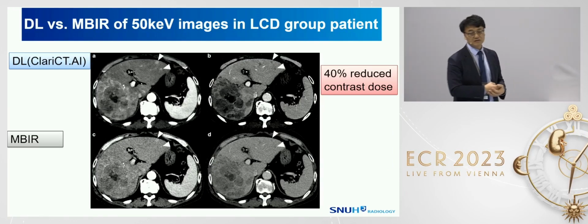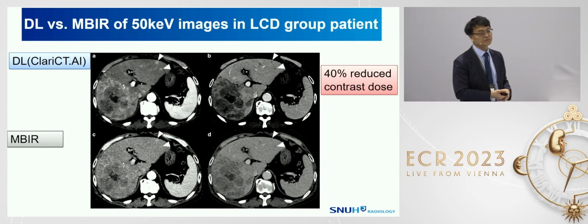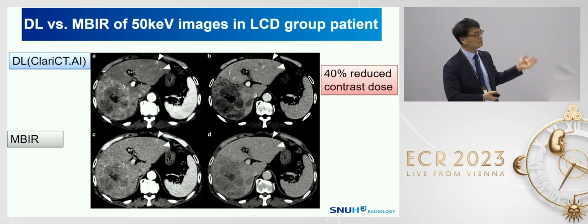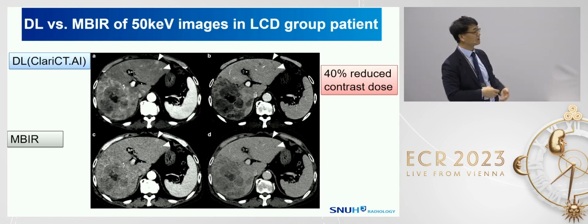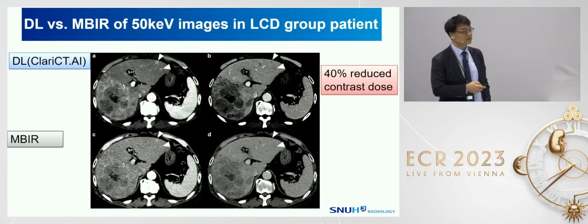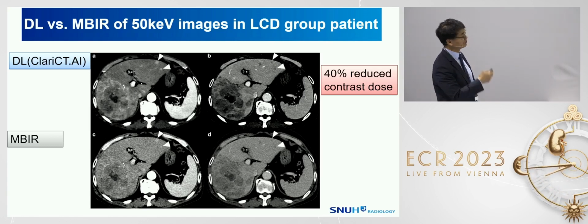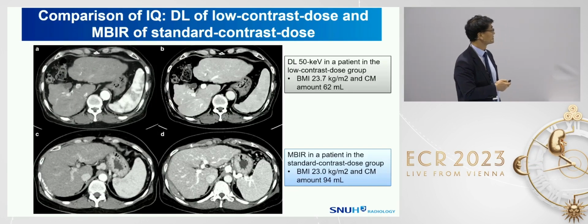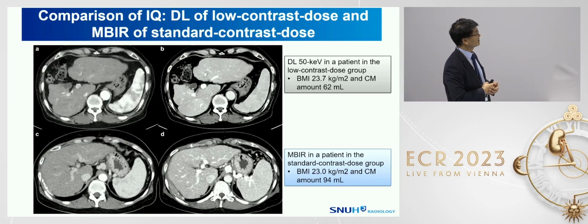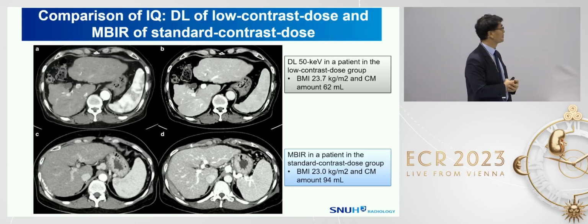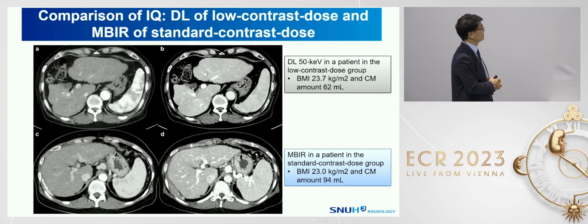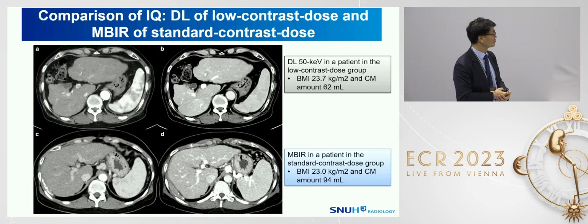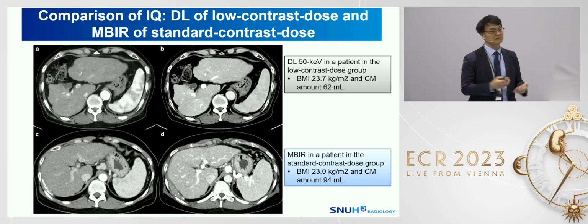And here you can see the images of the low contrast dose group, and compared to MBIR images, ClariCT.AI images show much better contrast in the left lobe. You can see the arrowhead, and compared with the MBIR images, you can see the small lesions much better. If you compare the ClariCT.AI images of the low contrast dose group, the upper row images, with the lower row images from the standard contrast dose group, MBIR images, image quality looks the same.